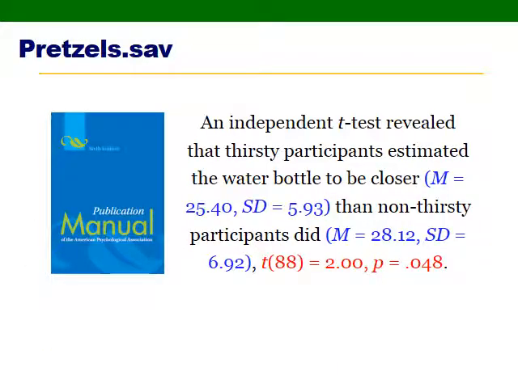Here's how we would write up our results. An independent t-test revealed that thirsty participants estimated the water bottle to be closer than non-thirsty participants did. And it was about a 3-inch difference on average. Here's the results of our t-test. All of these numbers come from that second table on the previous slide. We also, in blue, have the means and standard deviations, which came from the first table on the previous slide.